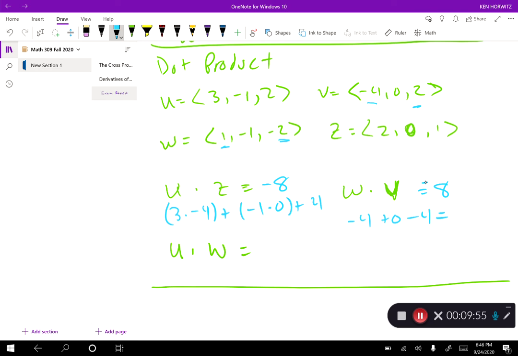All right, and if I wanted to do u dot w, I do 3 times 1, which is 3, negative 1 times negative 1 is positive 1. And then I do negative 2 times positive 2 is negative 4, which equals 0. So what's unique about doing a dot product and getting 0? Well, if you do a dot product and get 0, you know that the two vectors are orthogonal. And orthogonal is another word for perpendicular.